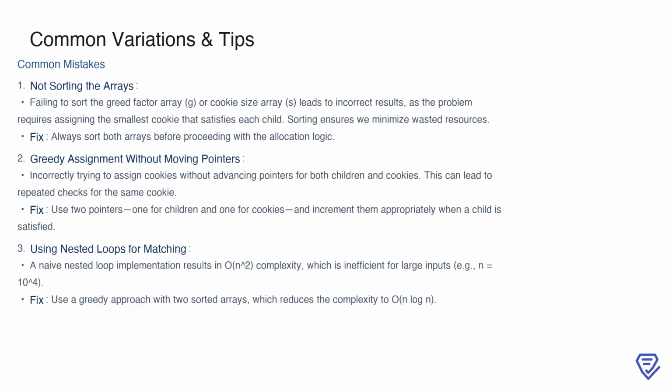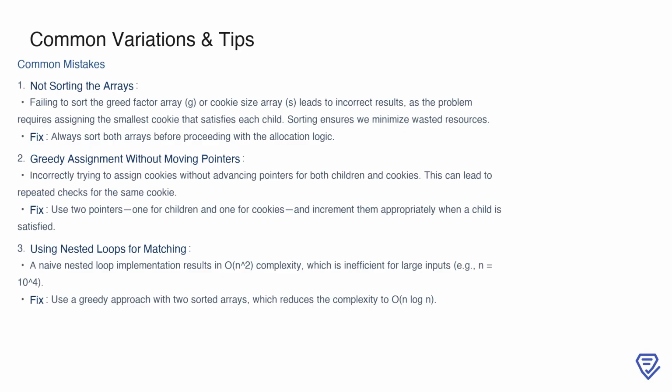Another common issue arises from implementing the greedy assignment without properly moving the pointers. Failing to advance the pointers for both children and cookies when a child is satisfied may lead to repeatedly checking the same cookie, which disrupts the process. Using two pointers and incrementing them correctly solves this problem.